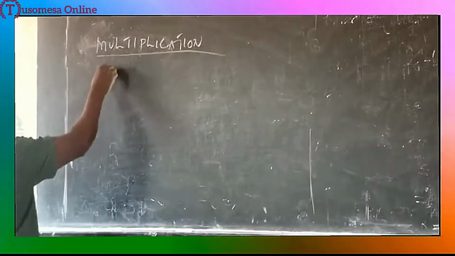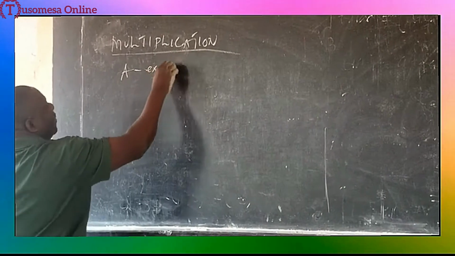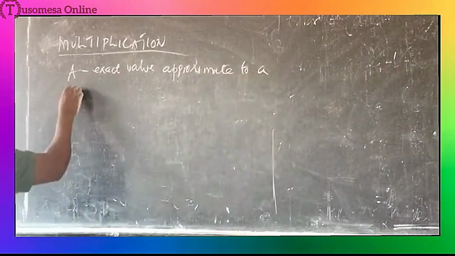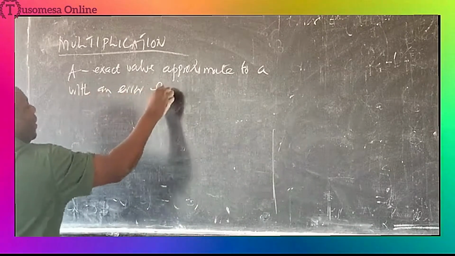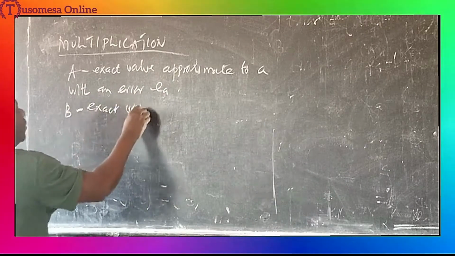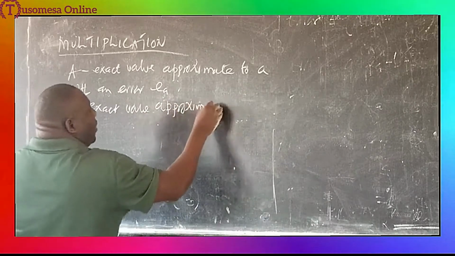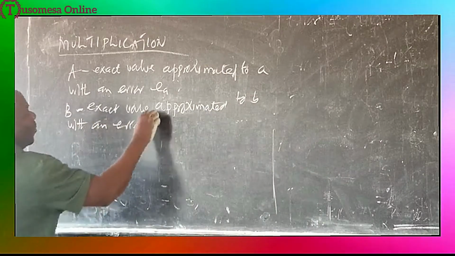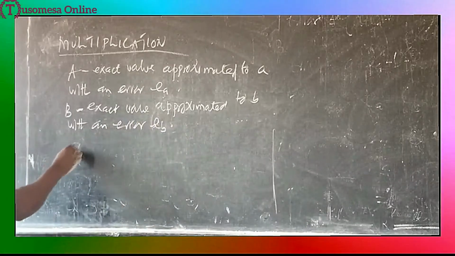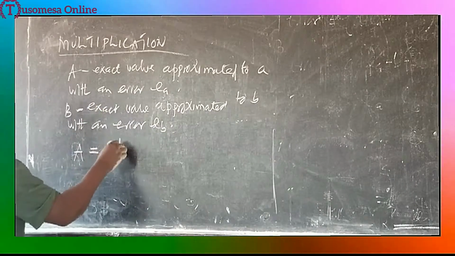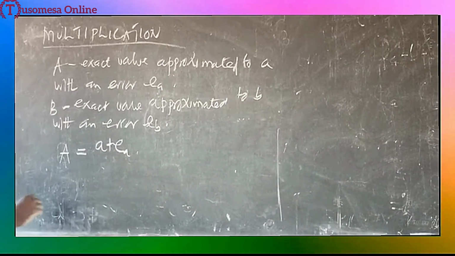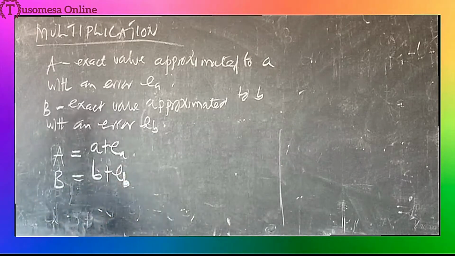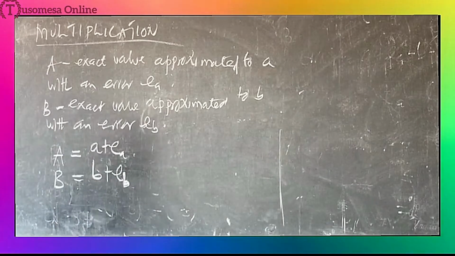If you're having A as the exact value, approximated to small a with an error EA, and B is the exact value, approximated to small b with a small error EB. Meaning that the exact value A is the approximated value a plus the error which was made in approximating that value. Then to get the true value of B, you get the approximated value of b plus the error which was committed in approximating that value b. So now we're looking at multiplication. We're multiplying a times b.